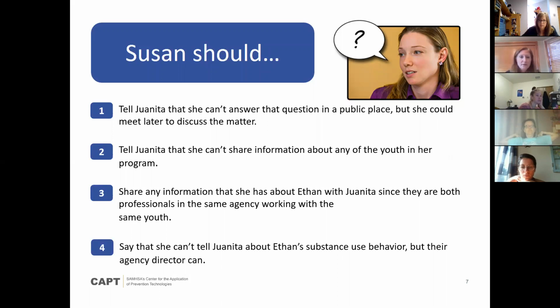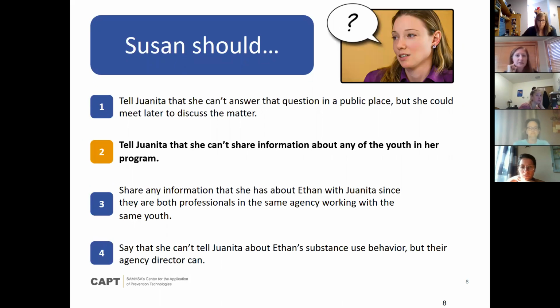All right, looks like everyone agrees that it's 2, and that's right. Tell Juanita that she cannot share information about any of the youth in her program. And that's because, again, they're not in the same program. So remember, we talked about you can share up or within, but not across.